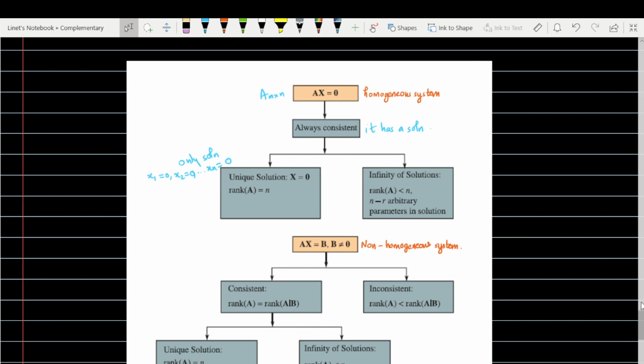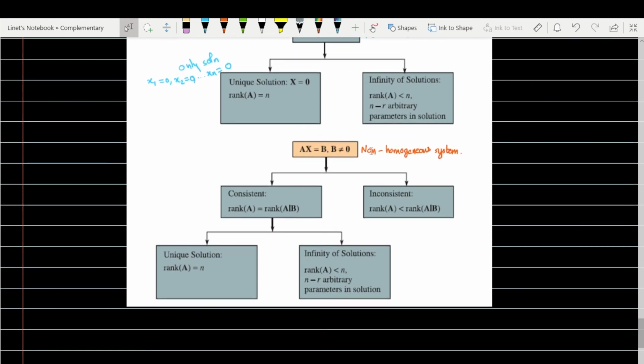Now suppose we are taking a non-homogeneous system. That means Ax is equal to B and B is not equal to 0, that is, not all entries on the RHS are 0. So there are two possibilities: it can be consistent or it can be inconsistent. Rank of A equal to rank of the augmented matrix AB constitutes consistency. Rank of A strictly less than rank of the augmented matrix constitutes inconsistency.